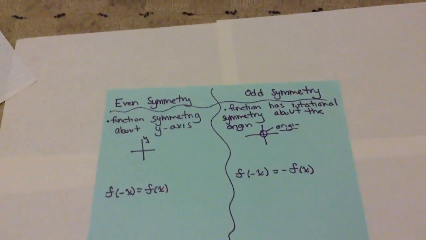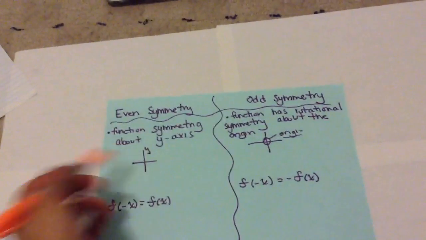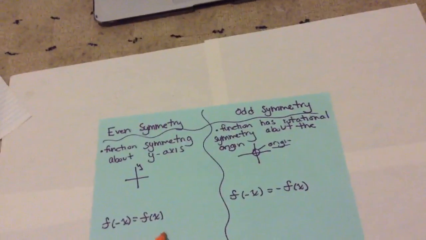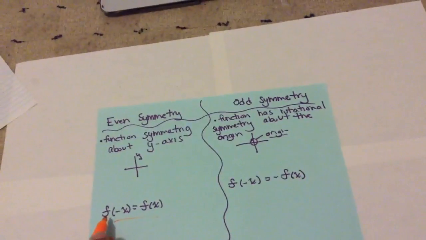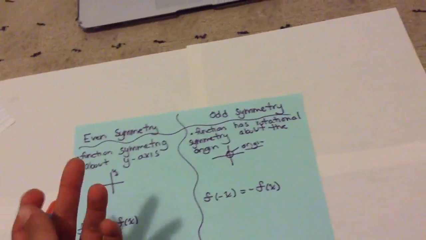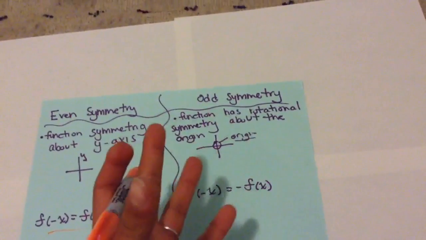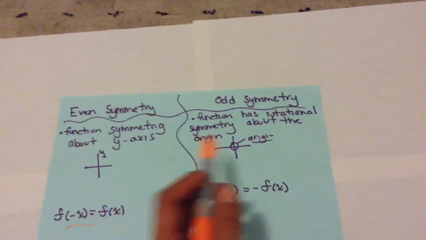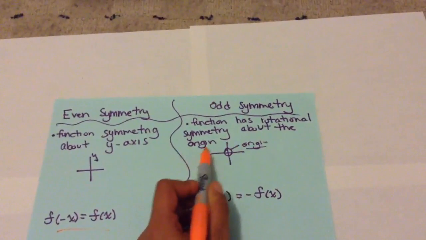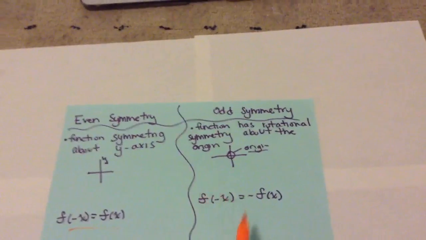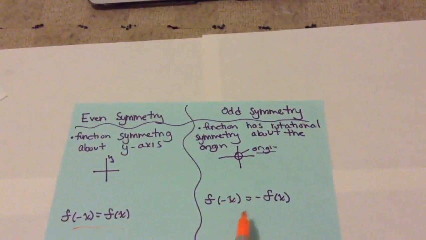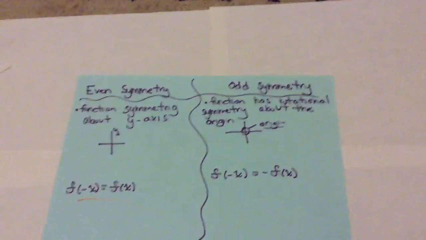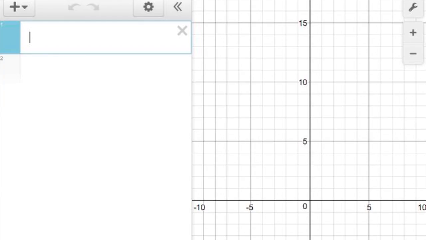Basically, with even symmetry, the function is symmetric about the y-axis. Algebraically, it looks like f of negative x equals f of x. A function that has odd symmetry is a function that has rotational symmetry about the origin. Here's the origin. And algebraically, that looks like f of negative x is equal to negative f of x. Okay, so let's start by plugging in some odd integers and looking at their graph.